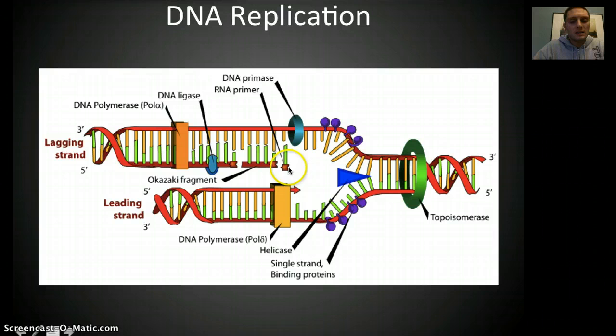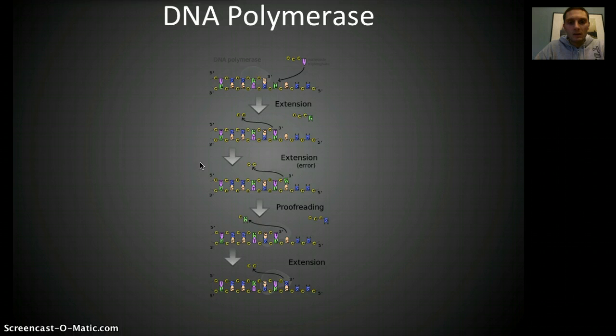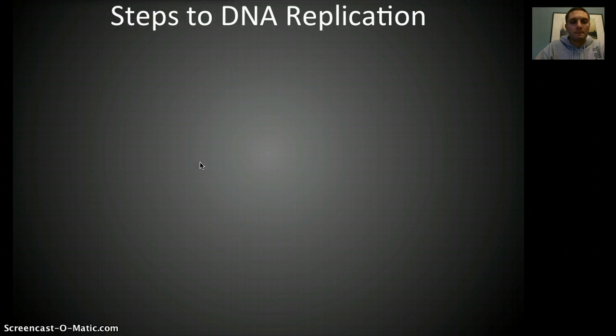And so in our lagging strand, these are put together in kind of a fragmented section. We have little short sections called Okazaki fragments that are added, those being nucleotide bases, and DNA ligase comes along and fixes those or puts those together so that we have a full strand. Let's take a look at the steps here, a little bit more detail. I'll come back to DNA polymerase in just a second.